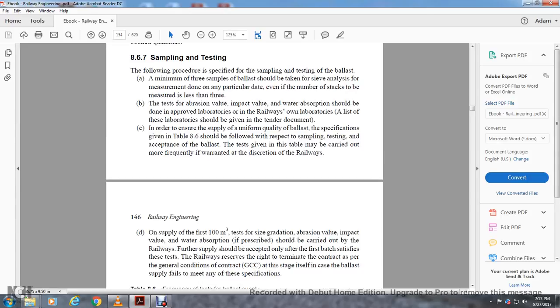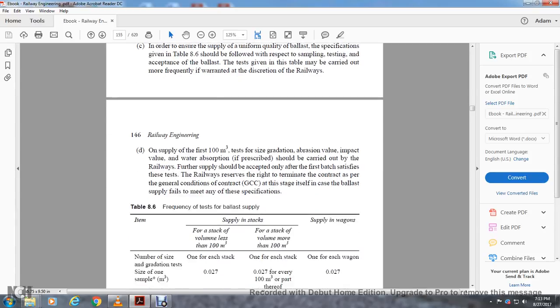The railway reserves the right to terminate the contract as per the general conditions of the contract at the initial stage itself, in case the ballast supply fails to meet any of these specifications.